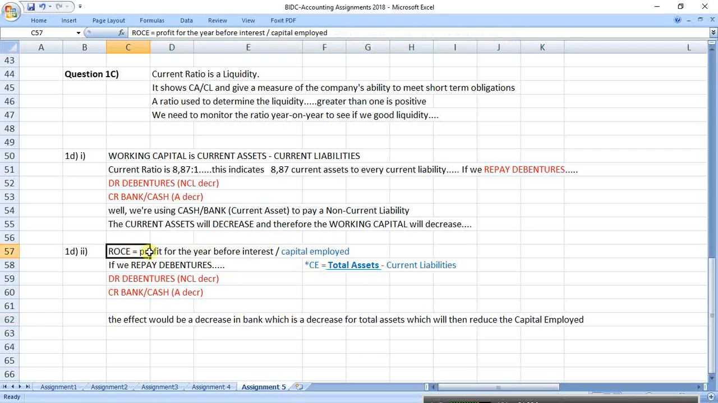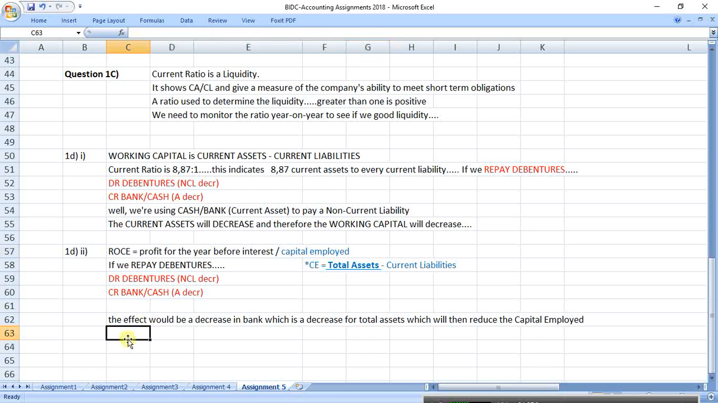Okay, so what does that mean? That means you've got a smaller denominator. If you've got a smaller denominator, what happens to the ROCE? Decreases. It will get bigger actually, because now you're dividing by a smaller number. Okay, so let's say if I have 100. 100 divided by 50 is 2. If I make 50 into 20, 100 divided by 20 is 5. Okay, so that means the answer gets bigger.